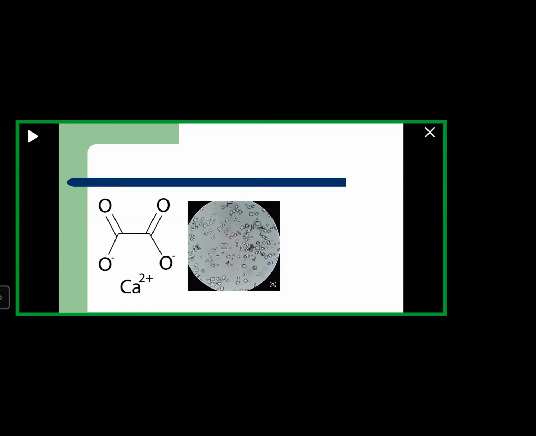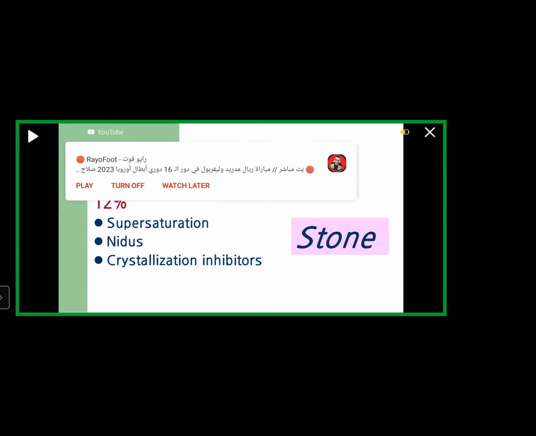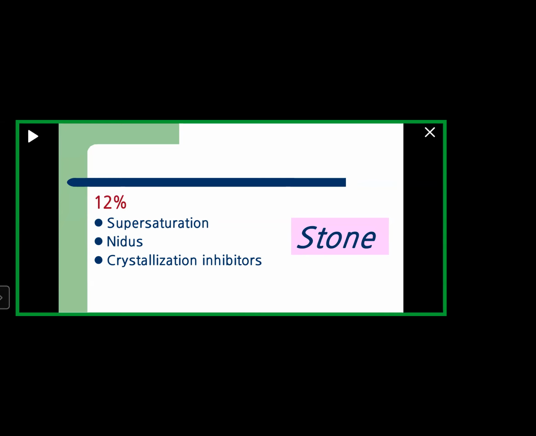Oxalate is a rather insoluble substance, and calcium oxalate salts can easily form into crystals, and these crystals, given the right circumstances, can develop into stones. 12% of the population worldwide could develop renal stones at some point in their lives. And stones result from supersaturation, which means a salt concentration that exceeds the solubility limit of that solute in the fluid, in this case urine, allowing it to start to crystallize. And following nidus formation, these crystals can accumulate and form stones.